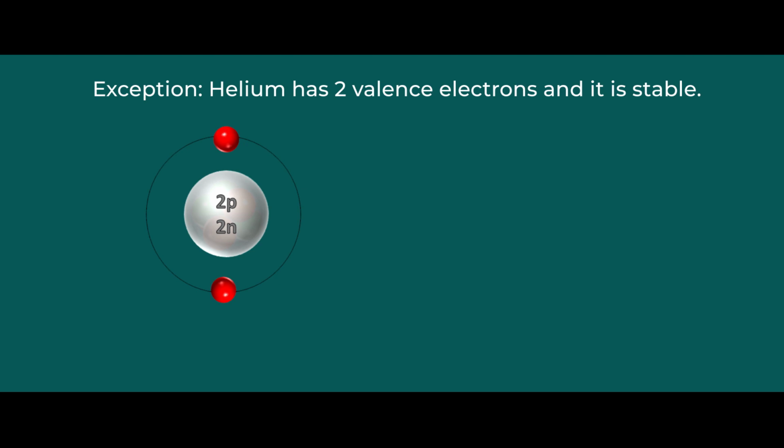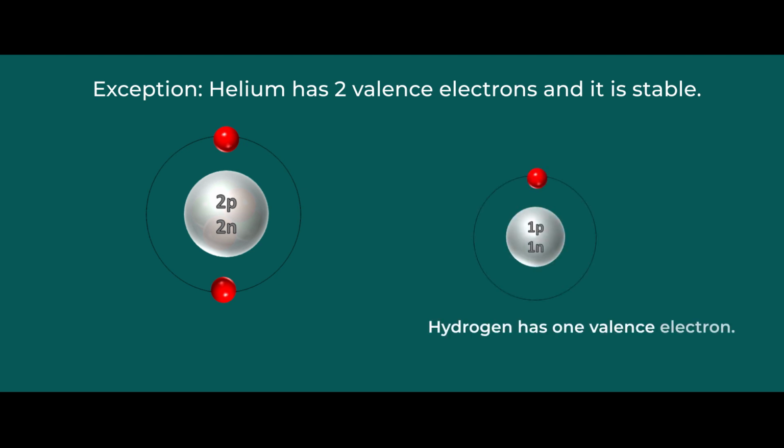You can look at the example. Helium atom is given there. It's having only 2 electrons in its valence shell, and it is stable. The other example is an atom of hydrogen. Hydrogen has 1 valence electron, and it achieves its stability by gaining or sharing 1 electron from other atoms.